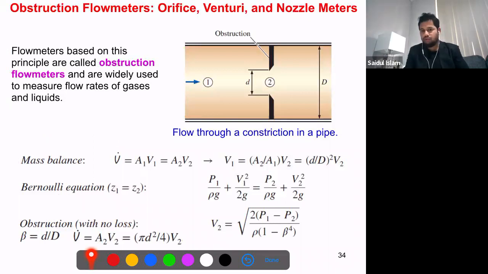Now the obstruction flow meters. When we are doing pipe flow, there is the venturi, the orifice, or any kind of nozzle or diffuser.